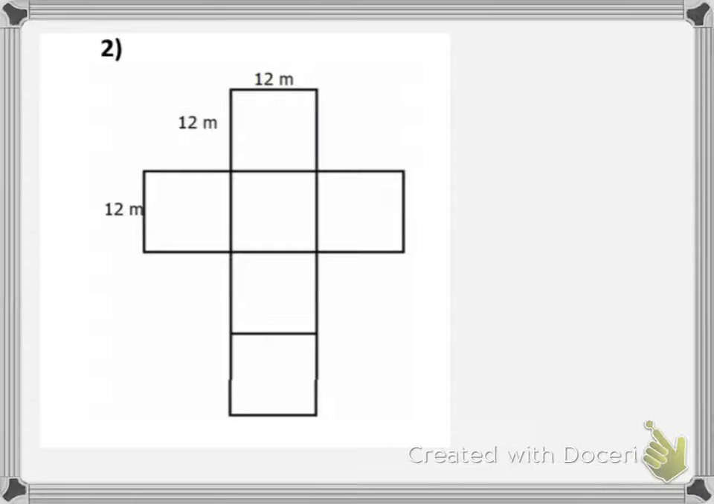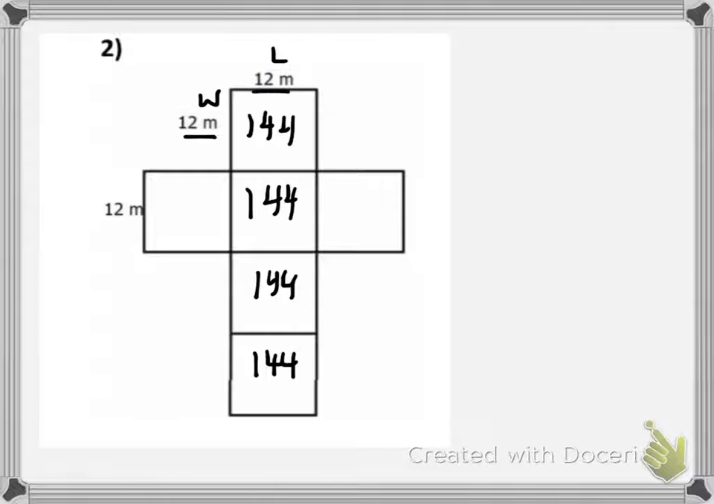All right, on to number 2. This is a net of a cube. So if we find the area of one of the faces, all 6 faces are the same. If I'm looking at this square on the top here, it has a length of 12 and a width of 12. 12 times 12 is 144. So all of those squares have an area of 144. So to find the surface area, we're going to multiply 144 times those 6 faces.